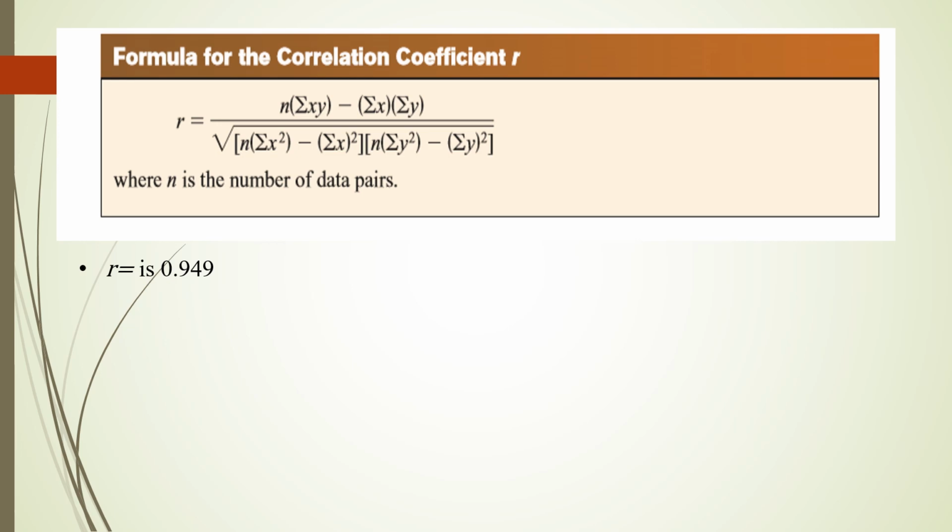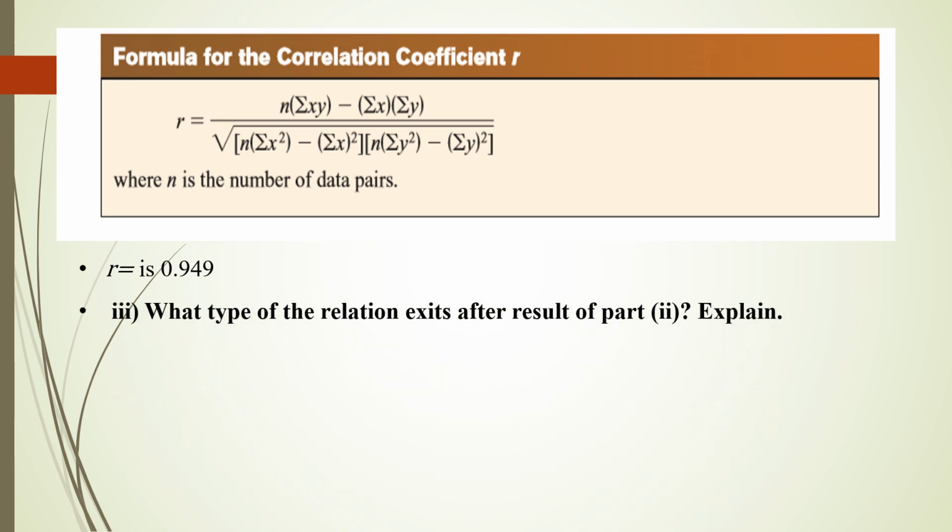Our answer should be only 3 decimal places. It means that after the point we will write down only 3 numbers. So now the value of r is 0.949. Okay, so what does it mean?